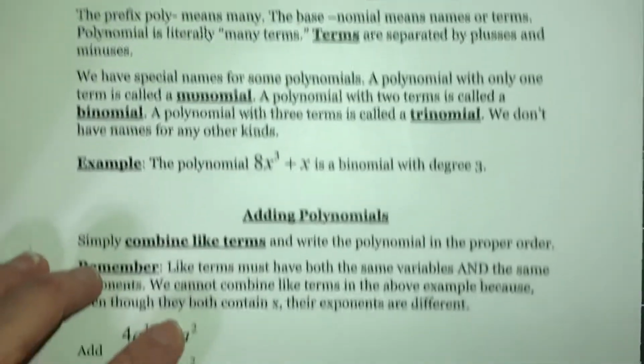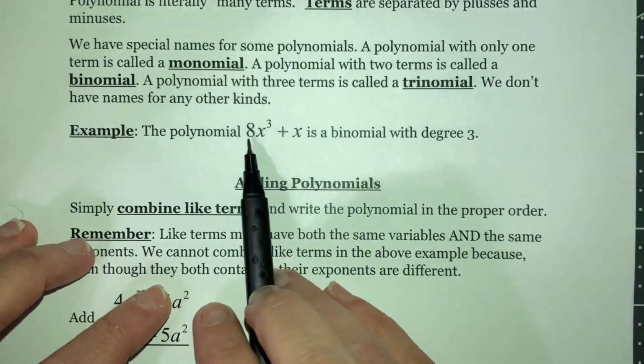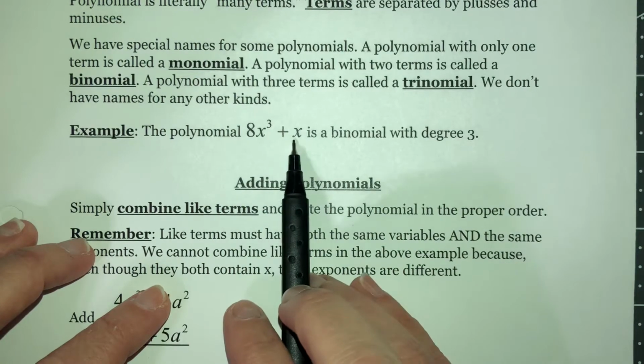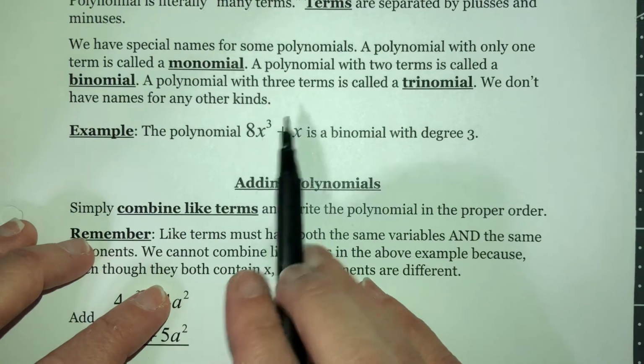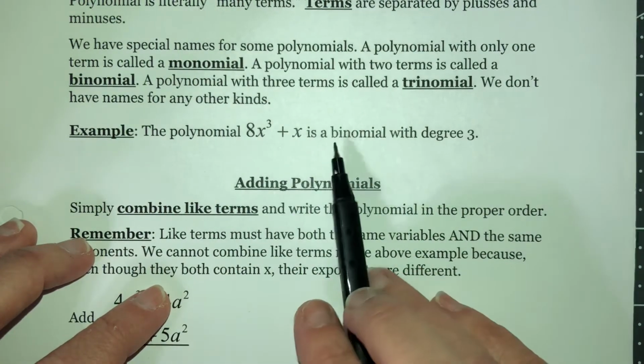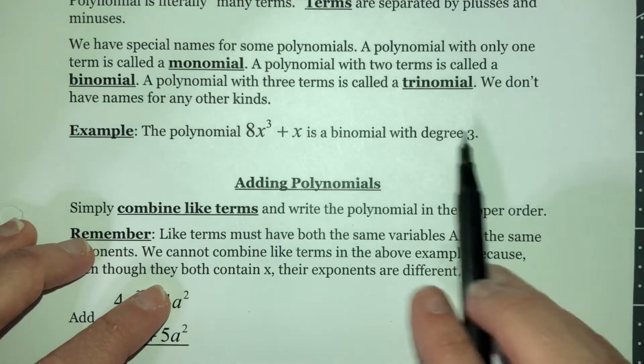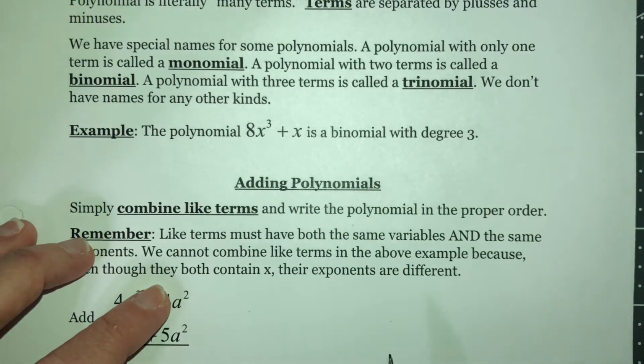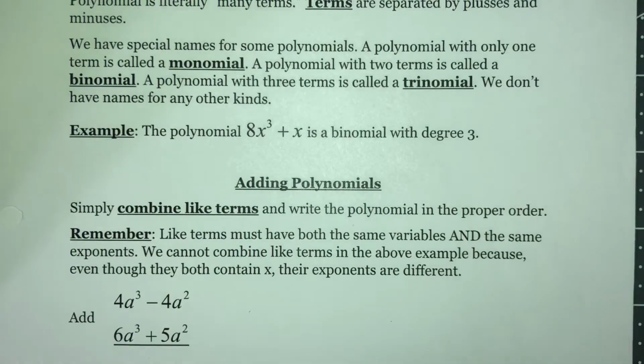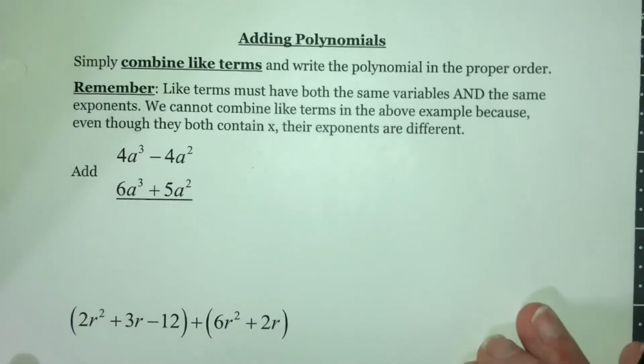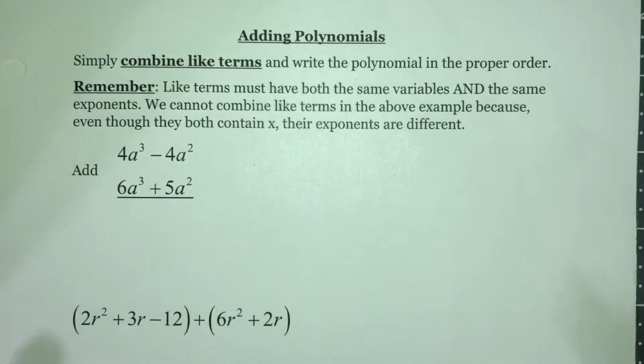Okay? If I gave you a polynomial 8x cubed plus x, it has 2 terms because it's separated with a plus sign. It's a binomial with degree 3. My largest exponent is a 3. Okay? We're going to be talking about adding and subtracting these things. And addition is really just combining like terms. Okay? And we have to write our answer in the proper order.